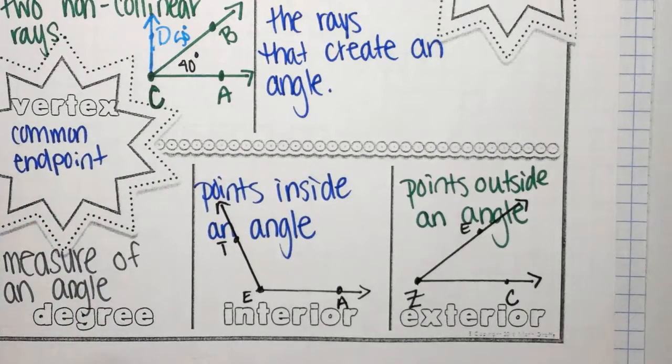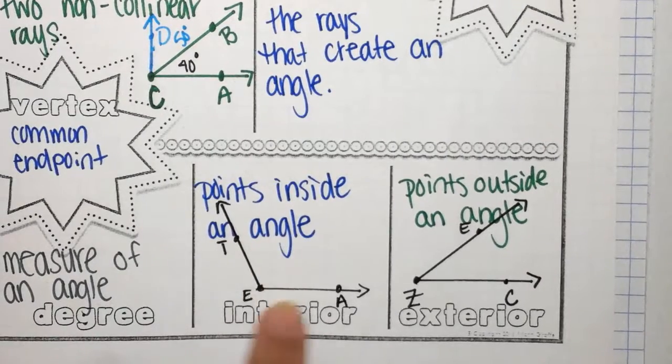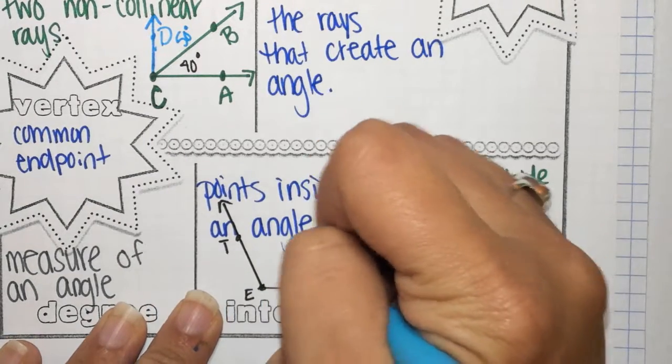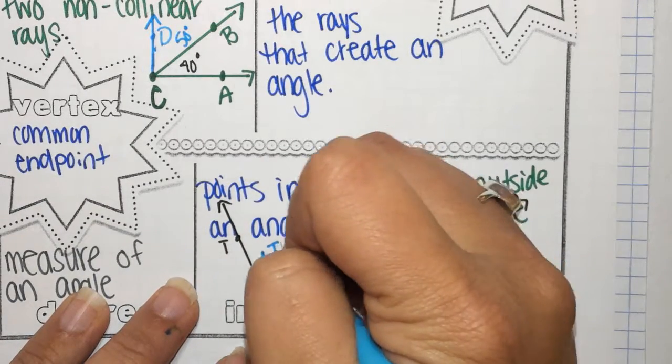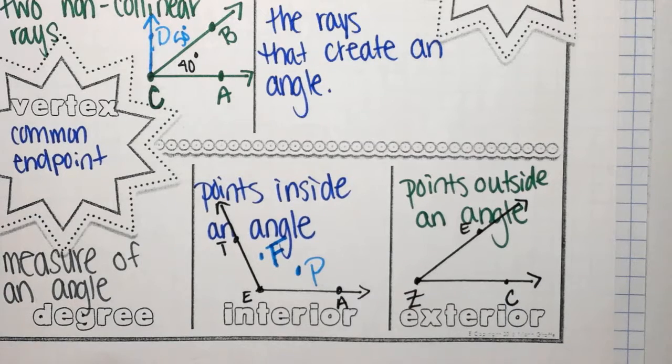Now, interior says points inside an angle. So where should I draw a point on here? Inside. Interior is inside. So I'm going to put a point here, P, and I'm going to put a point here, T, E, F. Those are points inside the angle. Those are called interior points. That is all it means. Isn't that crazy?